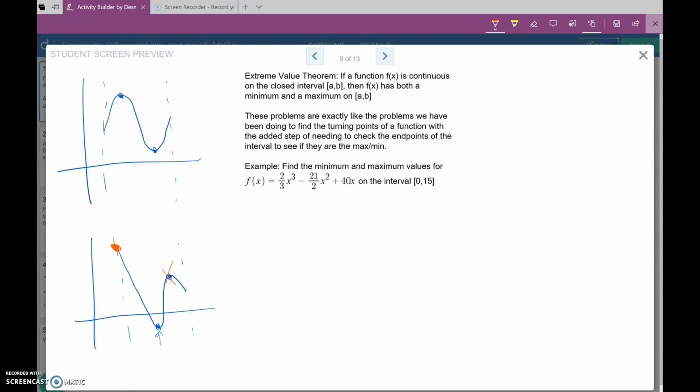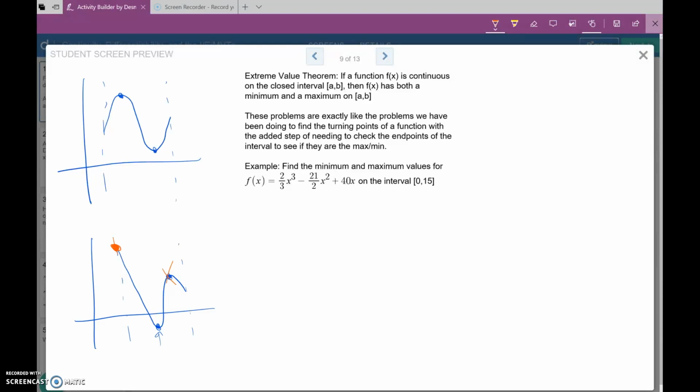So for these problems, what you're going to do is find the turning points. You're going to find the y values of the turning points. You're going to figure out if they're min or max. And then you're also going to find the y values at either end of the interval. And you're going to see if those might replace the minimum and maximum from the turning points you found. So let's go ahead and do this problem.